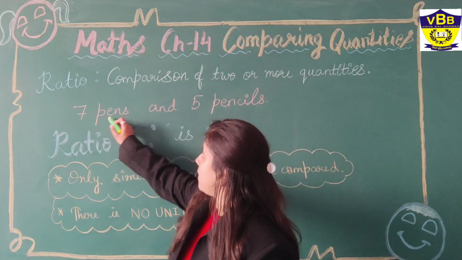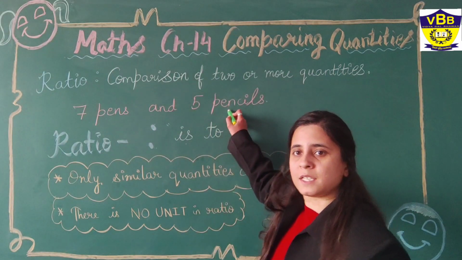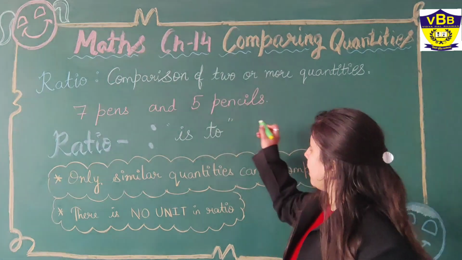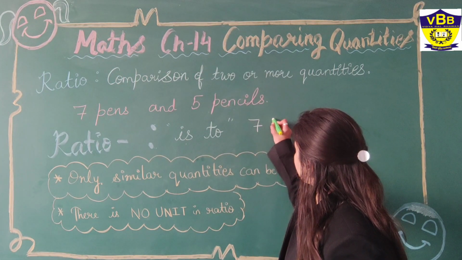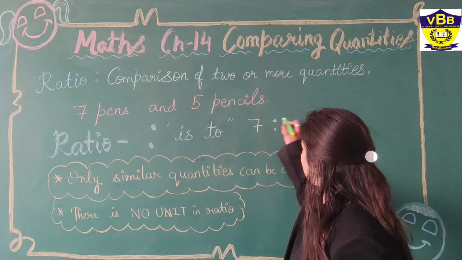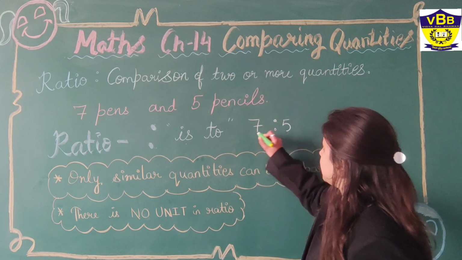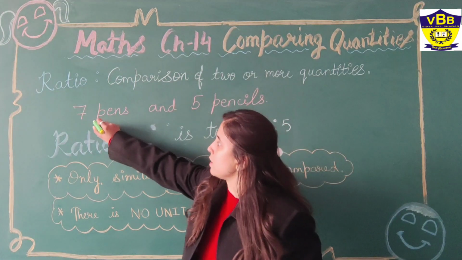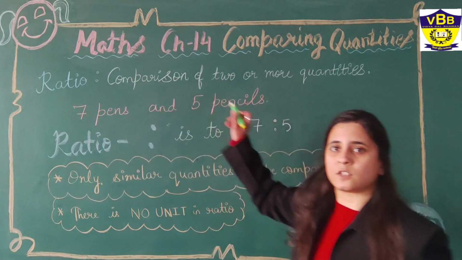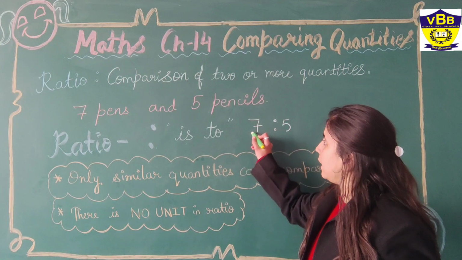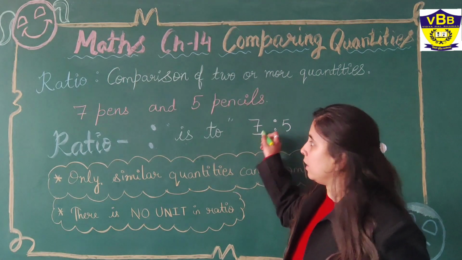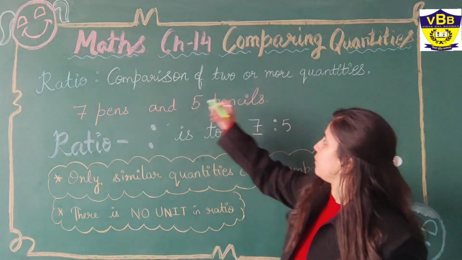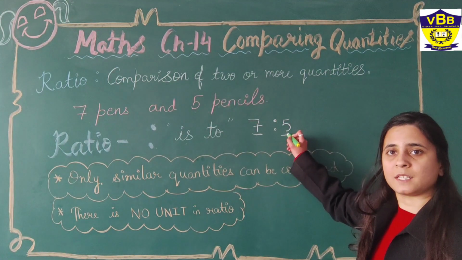So if I say 7 pens and 5 pencils and I have to express it in the form of ratio, I will write 7 is to 5. Now, the first thing mentioned was pens, so the first number we write is the number of pens we have. The next was about pencils, so the next number we write is the number of pencils.